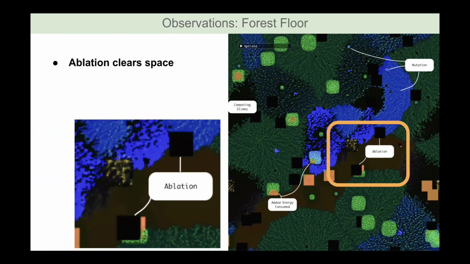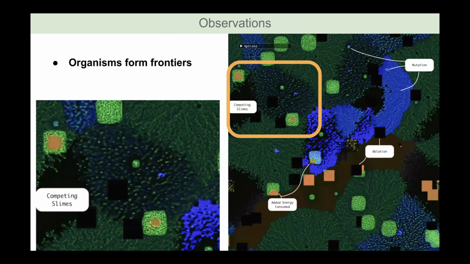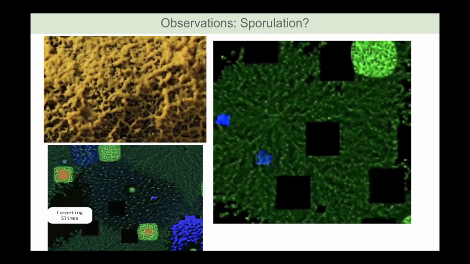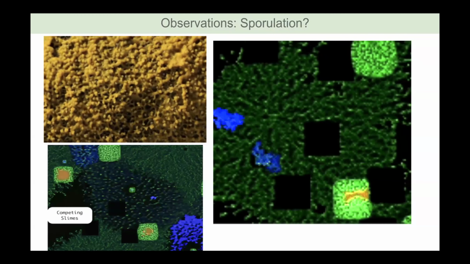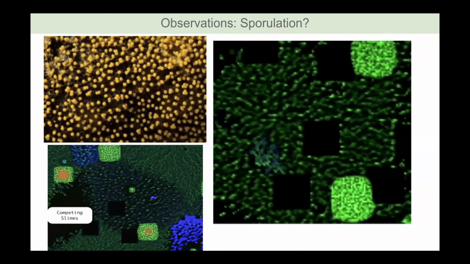You can see that's the ablation there. That's the energy added to the falling trees. You can see that it really does look kind of like an ecosystem, kind of like slime molds. So on the first try, it worked pretty well, which was cool. You can see competing organisms here. We also get two behaviors here, which you've seen in slime molds, which I really didn't expect to emerge that easily.